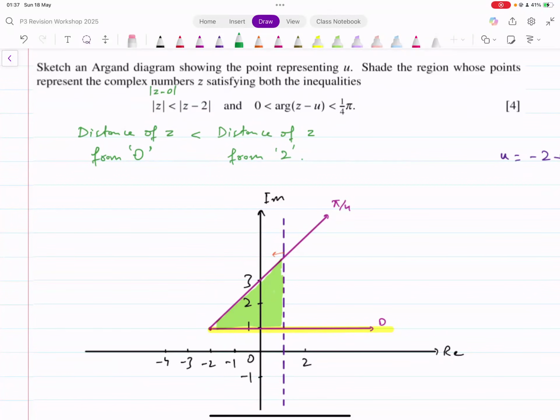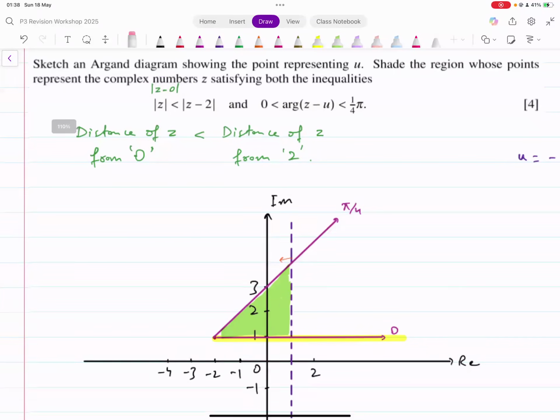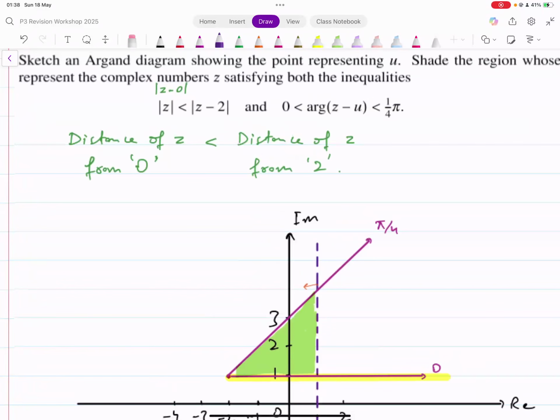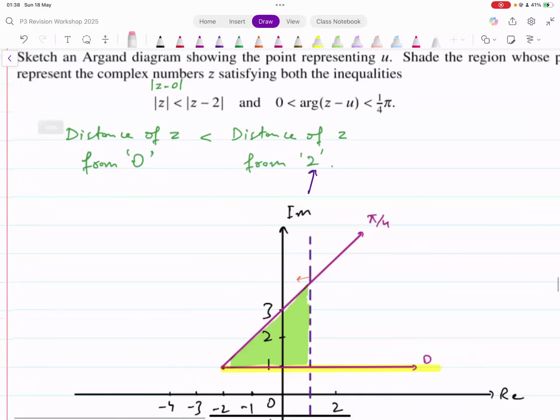how do we draw these loci? Modulus of z is less than modulus of z minus 2. We can think of modulus of z as modulus of z minus 0, right? So we're talking about distance from origin. Distance of z from the origin is less than the distance of z from 2. We're talking about distance from 2 points. When we talk about distance from 2 points, the locus that we draw is a perpendicular bisector. So we'll be drawing a perpendicular bisector here.